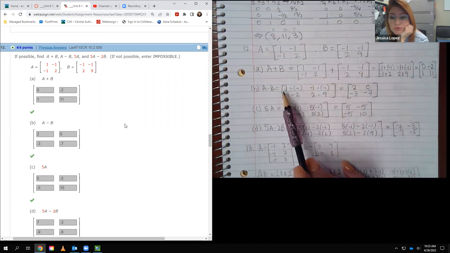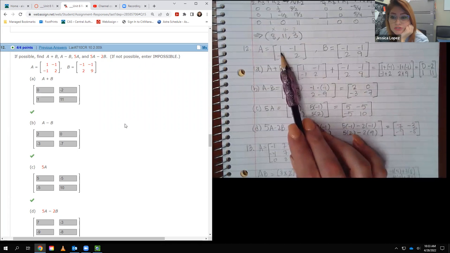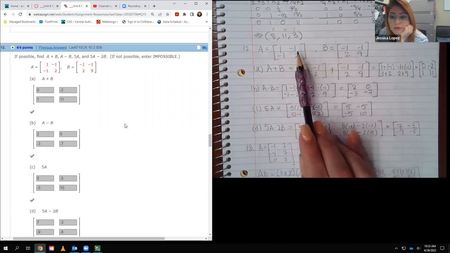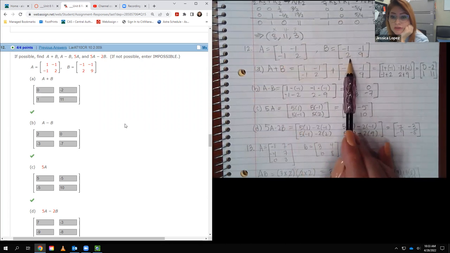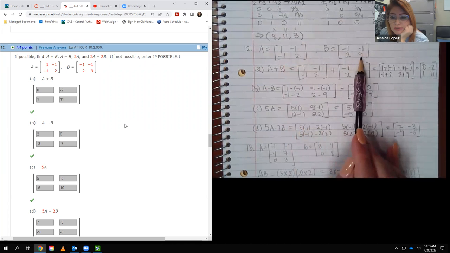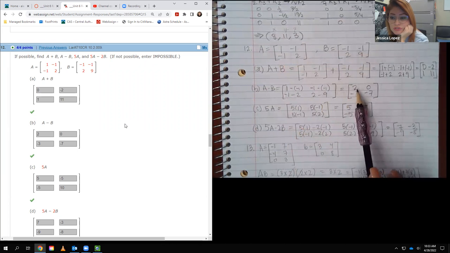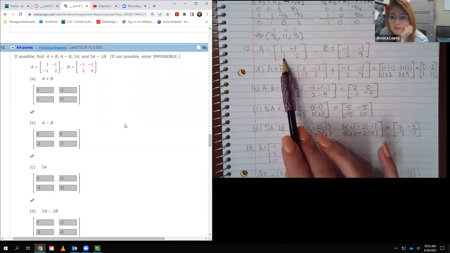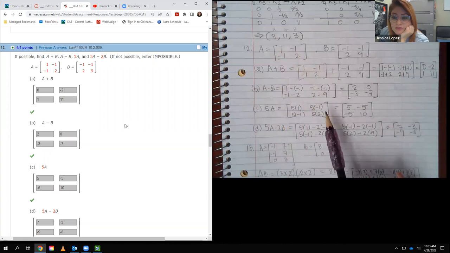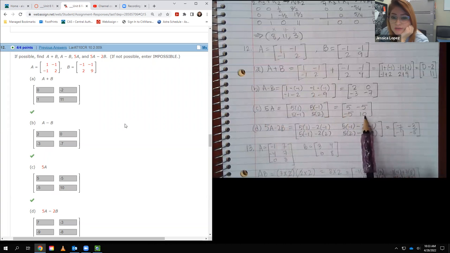For subtraction, it's going to be this term subtracted from this term: negative 1, subtract negative 1; negative 1, subtract 2; and 2, subtract 9. And so the result is 2, 0, negative 3, negative 7. Now for part C, I need to do 5 times A. So essentially it's 5 times every single entry in A. So I end up with positive 5, negative 5, negative 5, and 10.